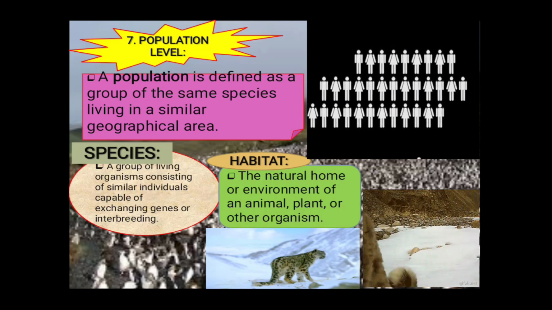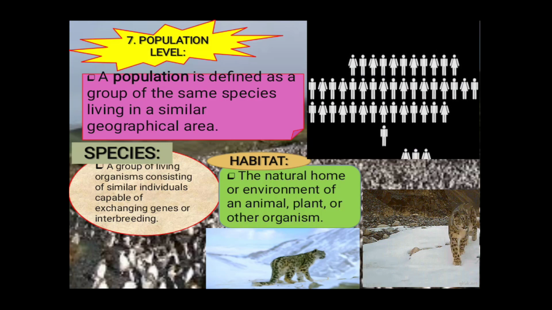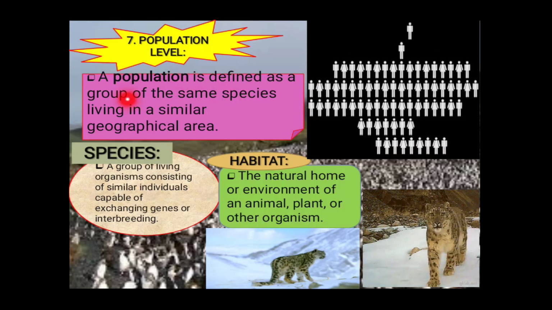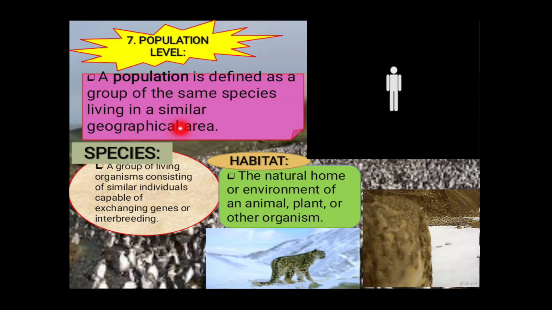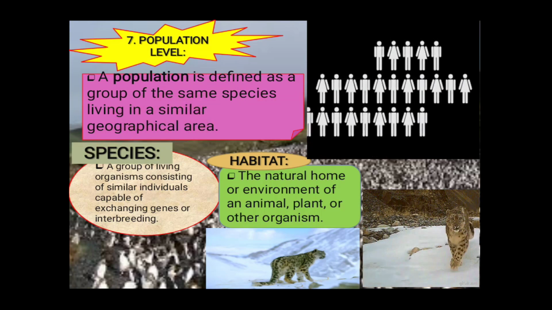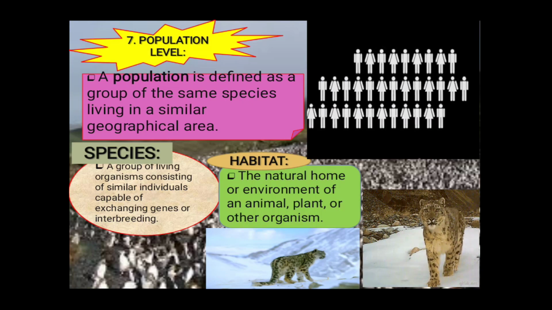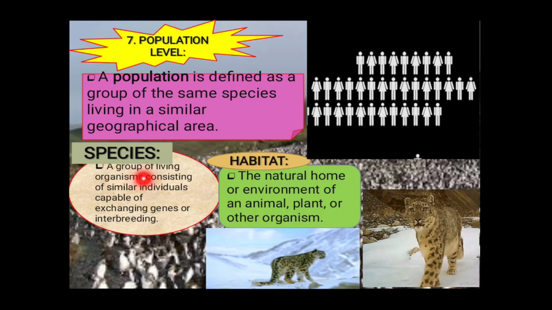Next, the seventh level of biological organization is the population level. A population is defined as a group of the same species living in a similar geographical area. So what is a species? A species is a group of living organisms consisting of similar individuals capable of exchanging genes.